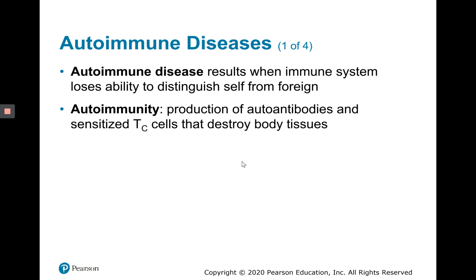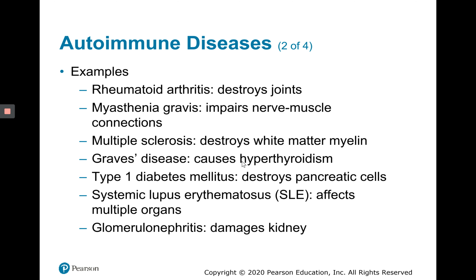Another topic we want to look at is autoimmune diseases. Autoimmune disease results when the immune system loses the ability to distinguish self from foreign. Autoimmunity, production of antibodies called autoantibodies, are oftentimes going to sensitize cytotoxic T cells and destroy body tissues. Examples of autoimmune diseases include rheumatoid arthritis, myasthenia gravis, multiple sclerosis, Graves' disease, type 1 diabetes mellitus, systemic lupus erythematosus, which affects multiple organs, and glomerulonephritis, which damages the kidneys.